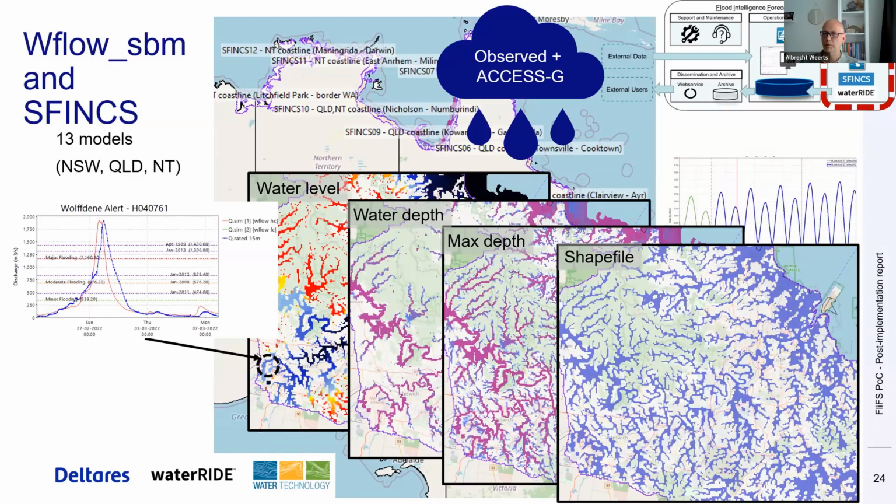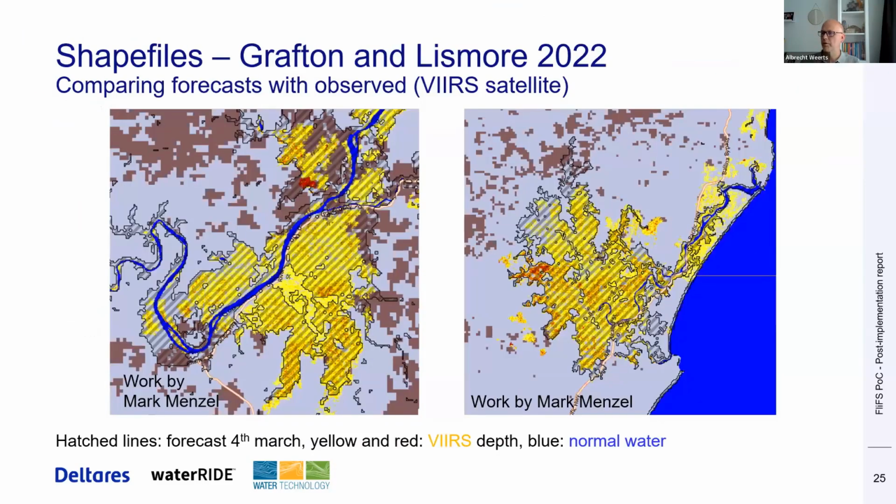And the shapefile can then be used directly by the civil defense or the blue light services, etc., in a certain web environment. And of course, you can then compare these shapefiles that are derived from these models based on the input data, compare directly with remote sensing data. And this is an example. These are two examples how well it compares.